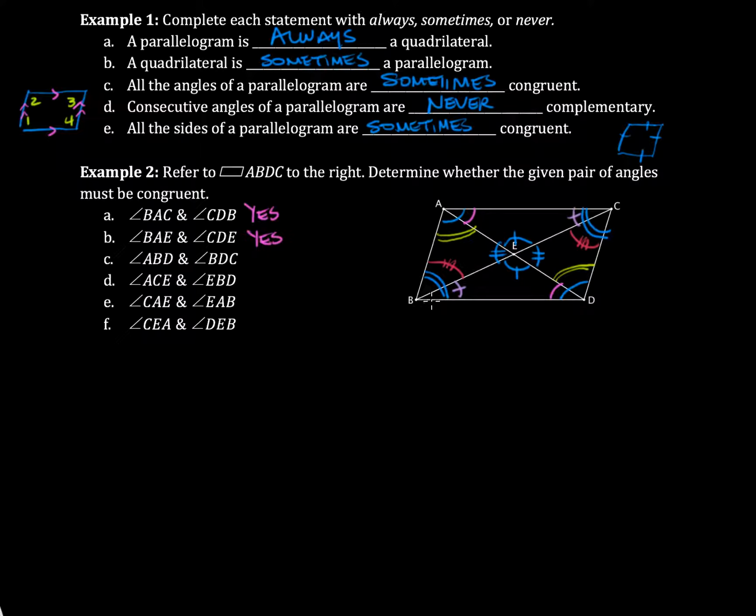Angle ABD and BDC. So that would be this angle and this angle. Those are consecutive angles, which we know are not always going to be congruent. Maybe sometimes they will be, but not always. Must they be congruent? No, not in this case.